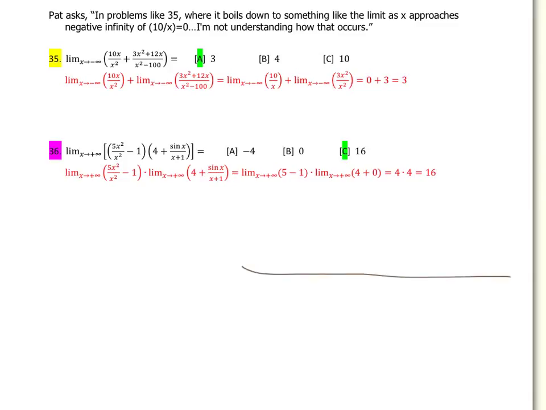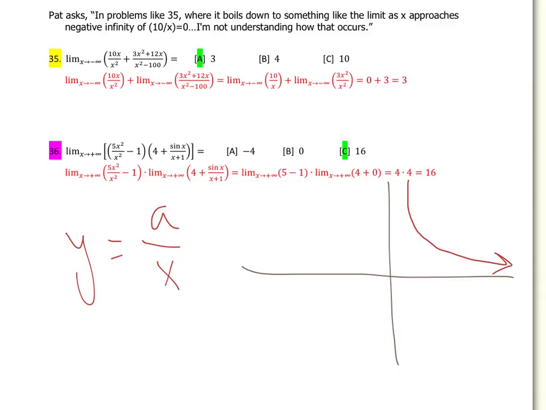If we wanted to up our game a little bit here, we could. I'm just drawing this with my finger, so it looks pretty crude. But if we think of y equals 10 over x as a function of the form y equals a over x, it's just a vertical stretch of y equals 1 over x, and y equals 1 over x looks like this.